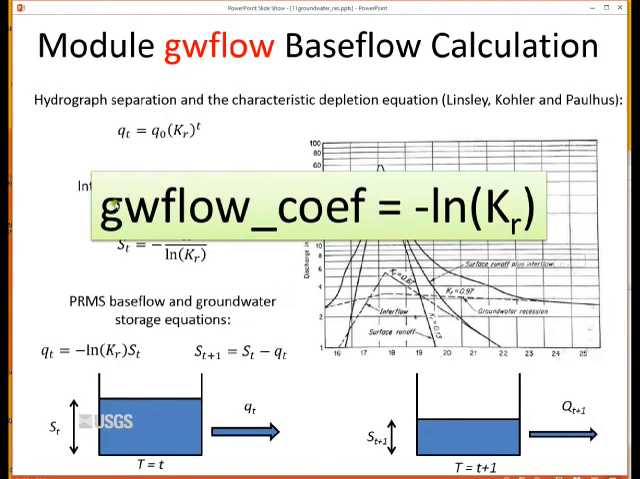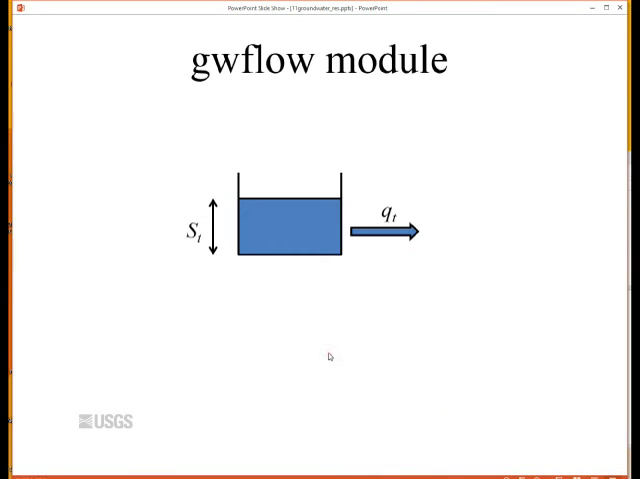So basically, the parameter for the GW Flow module is this gwflow_coef, and really what it is, it's this value from the slope in this plot. So of course, it's not quite that easy.